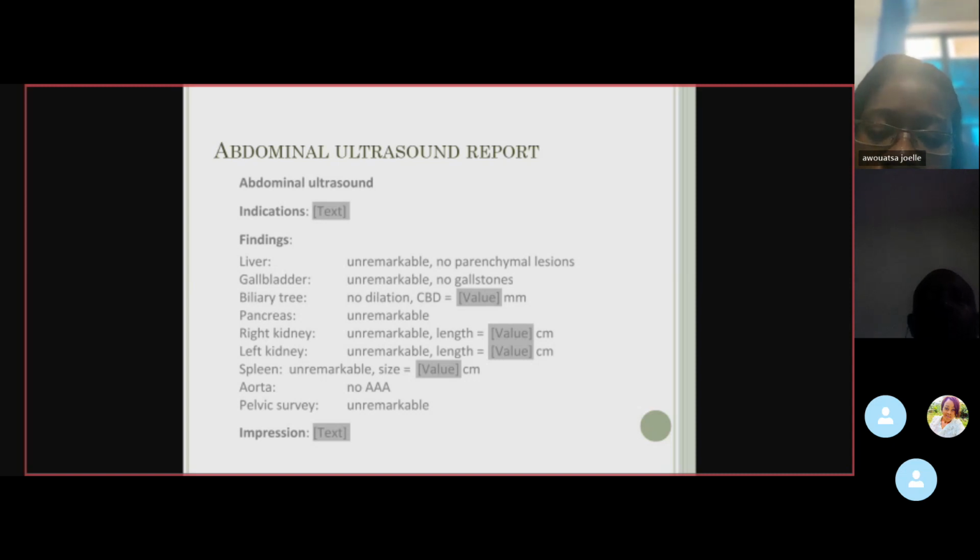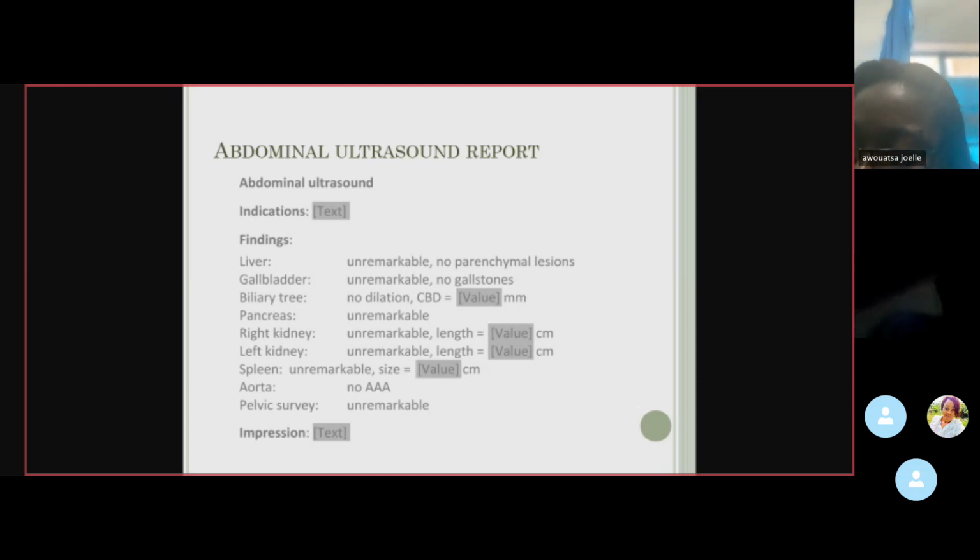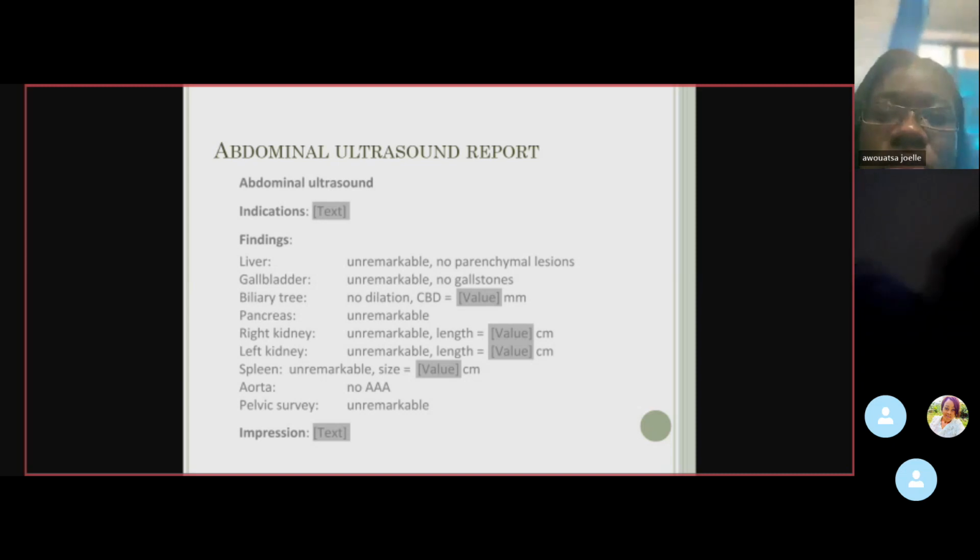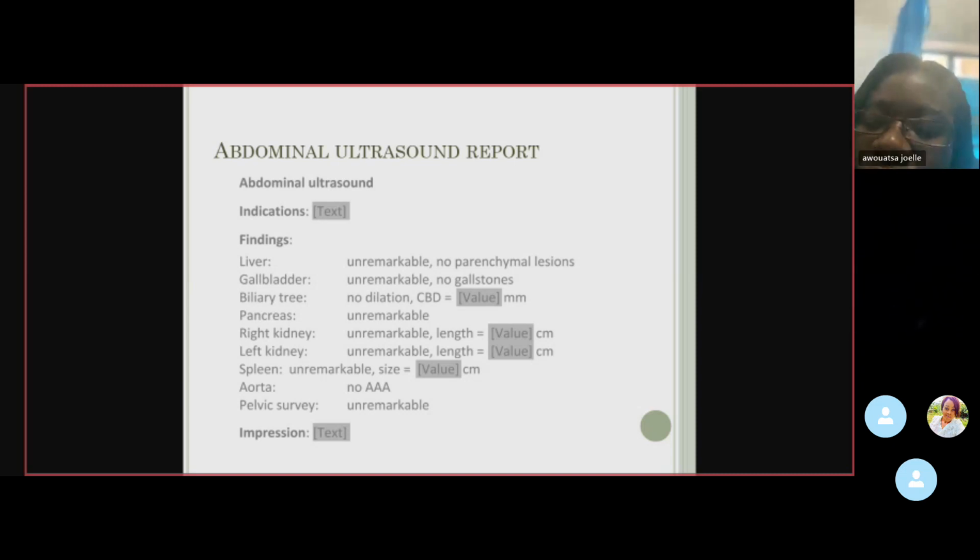Then if there are any gallstones in the gallbladder, we have to see that. We usually tell the patient to fast because if the patient is not fasting, the gallbladder cannot be seen. The gallbladder usually contracts once we eat food because it will secrete that bile for digestion.